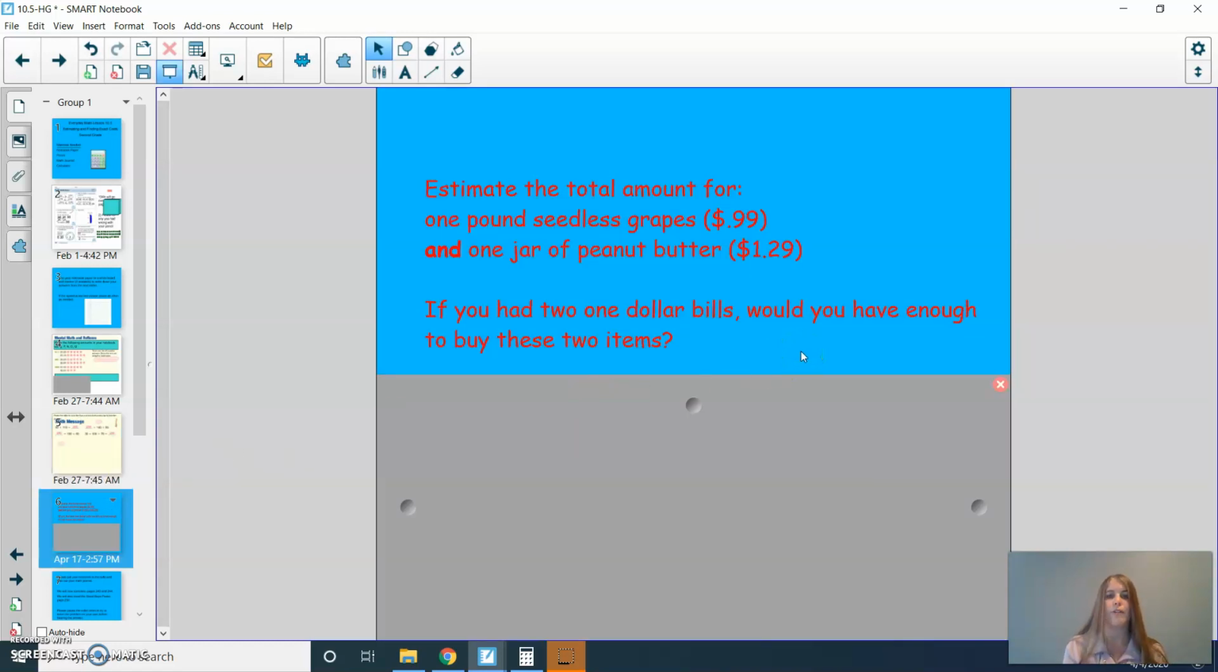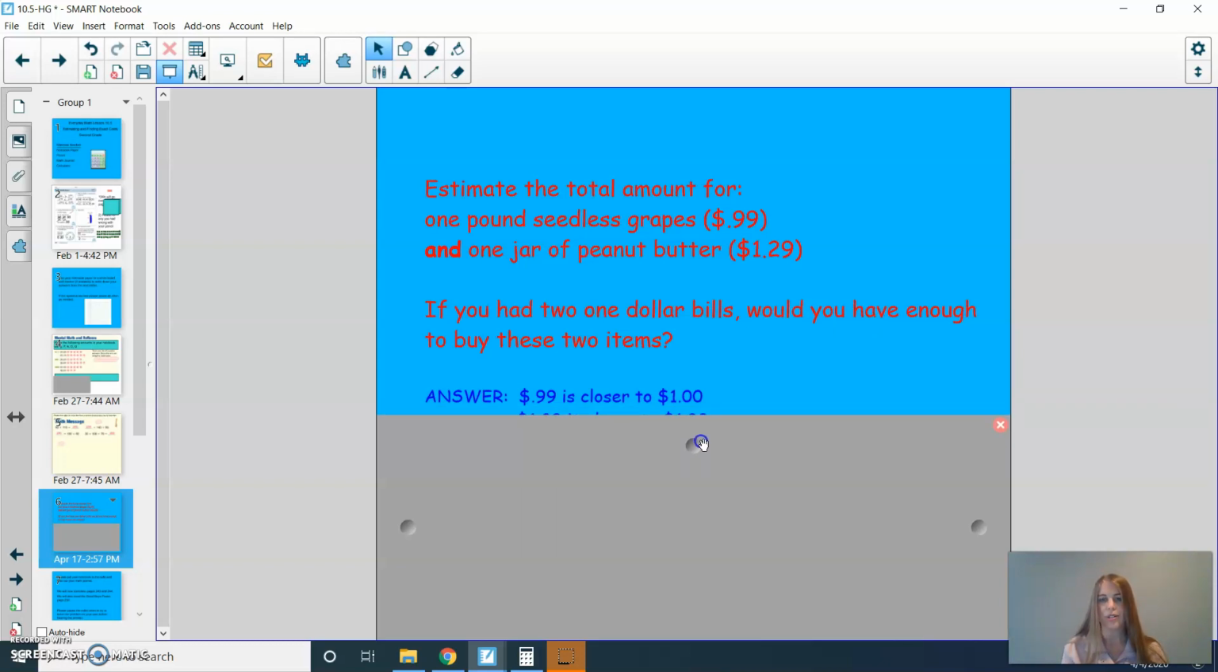Estimate the total amount for 1 pound of seedless grapes if they're equal to 99 cents and 1 jar of peanut butter that's $1.29. So think about how much this would cost. Now, if you had $2 bills, would you have enough to buy these items? Yes, you would have enough, or no, you would not have enough. Let's find out.